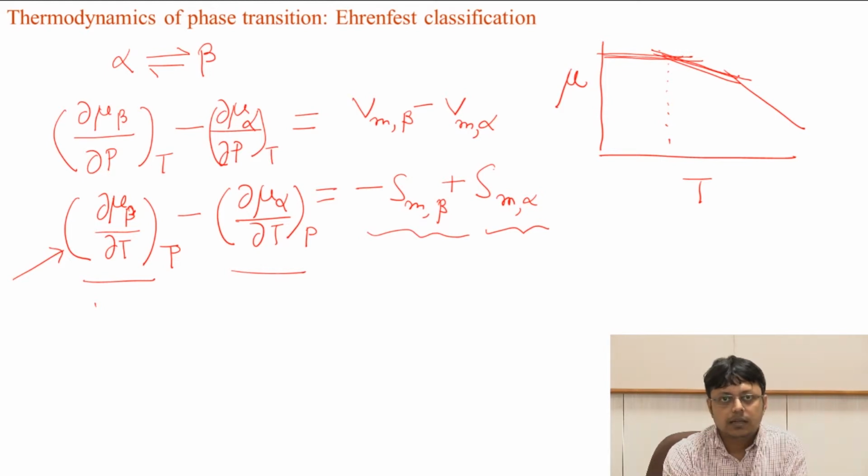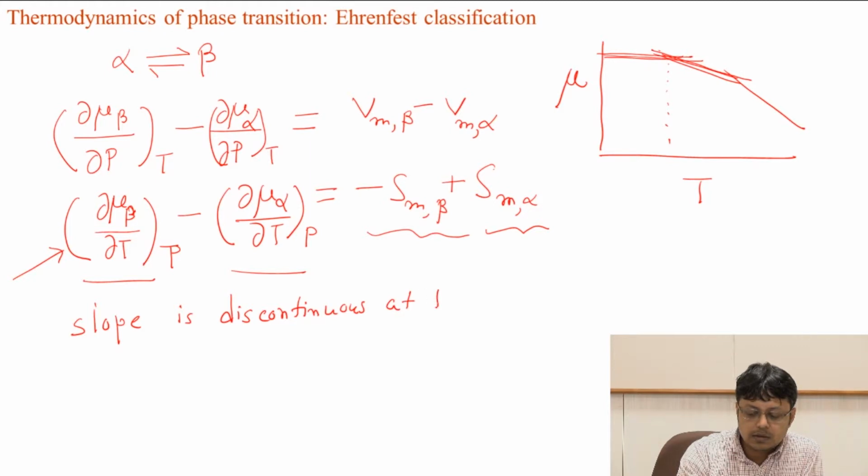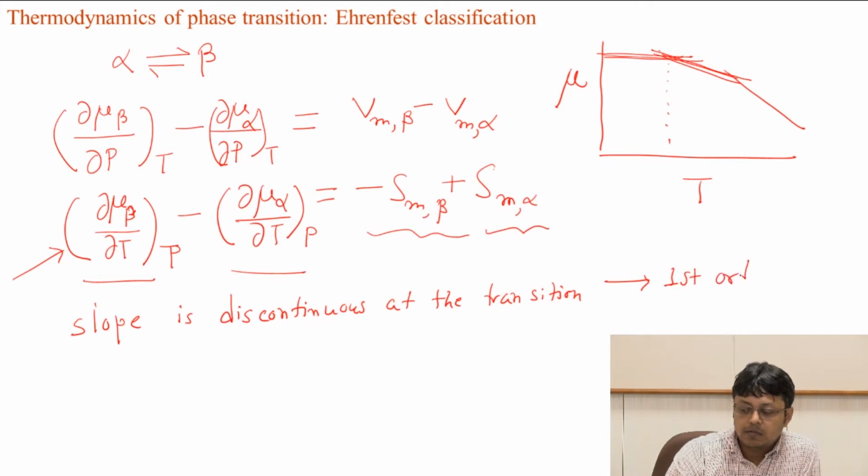He considered how the chemical potential changes with temperature, and he said that if the slope, basically the curve, or the first derivative or the slope is discontinuous at the transition, we'll call it a first order phase transition.